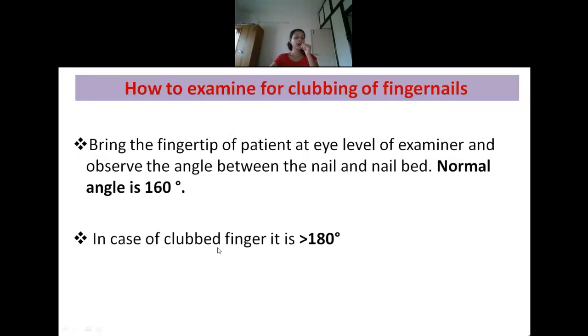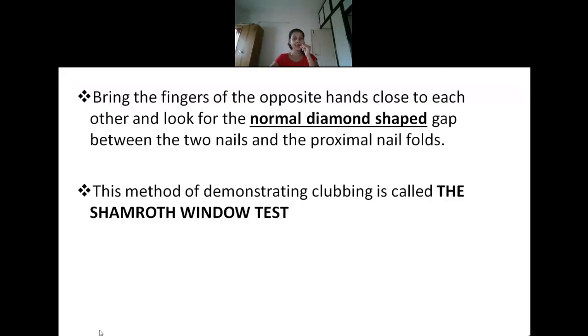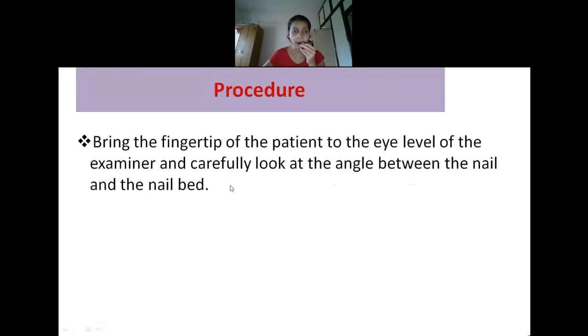The procedure that we do to assess clubbing of fingernails is called the Shamroth window test. Now what you are doing to assess the Shamroth window test, already I have told you. You have to hold your fingertips. What you have to do is bring the fingertip of the patient to the eye level, like this. You have to bring the fingertip to your eye level.